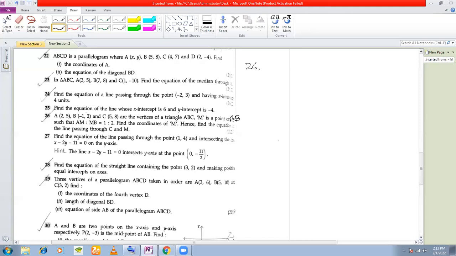Now my priority, although I know the coordinates of C, if you want to find out the equation of the straight line passing through C and M both, since I know the coordinates of C, I just want to find out the coordinates of M. If I know the coordinates of M, then I can use 2-point form to find out the equation of the required straight line through C and M, right? Okay. So let's draw the triangle first.